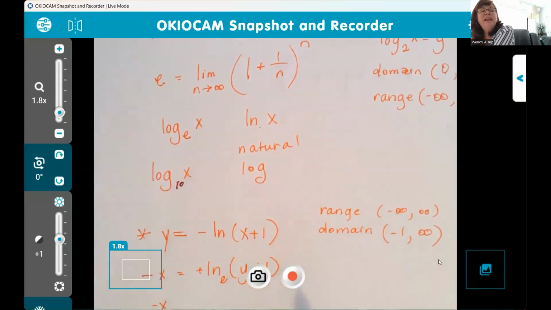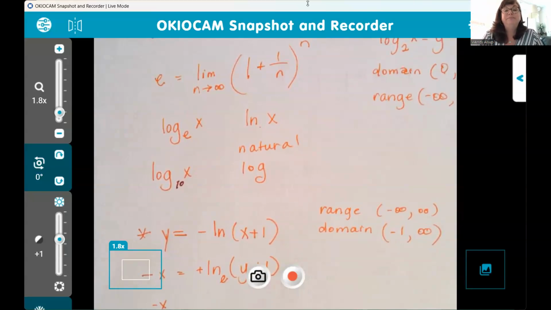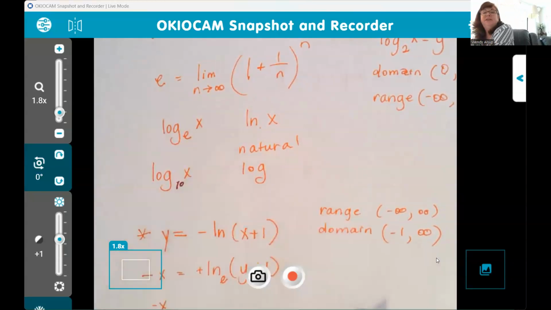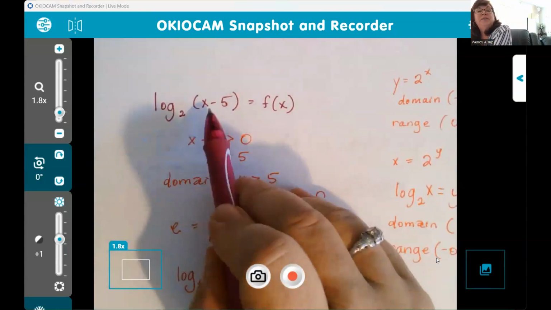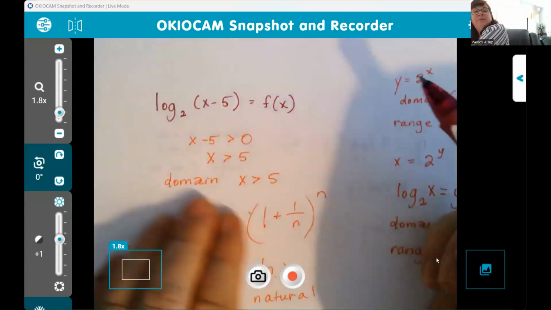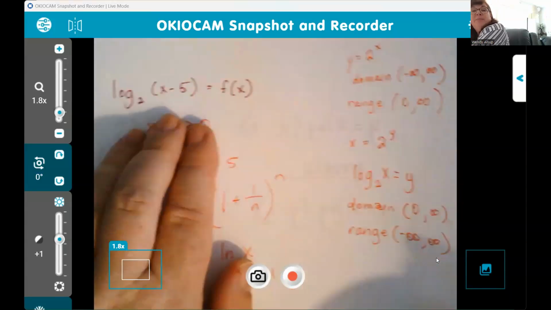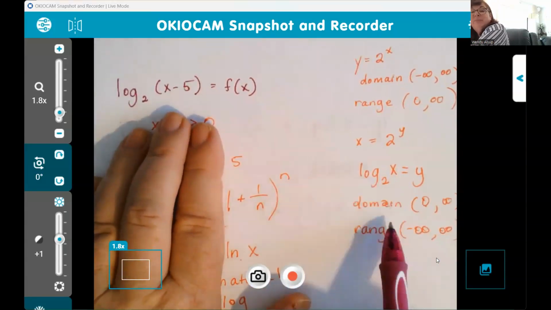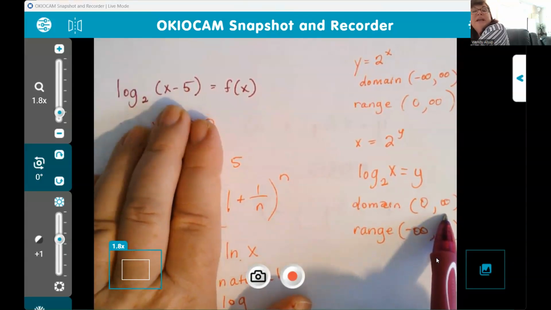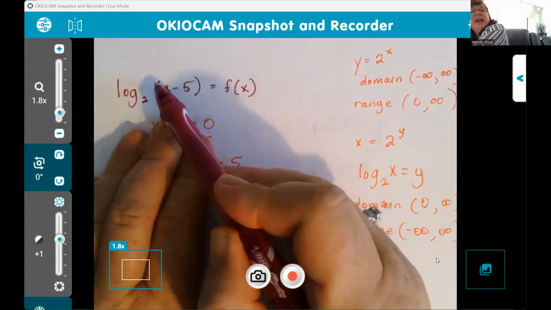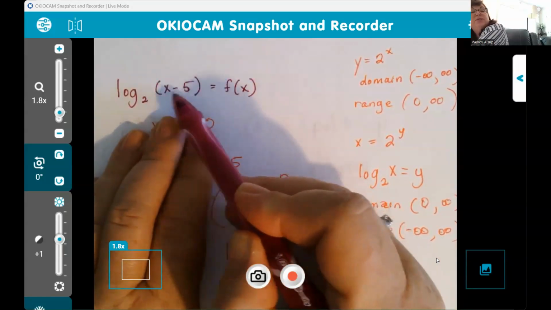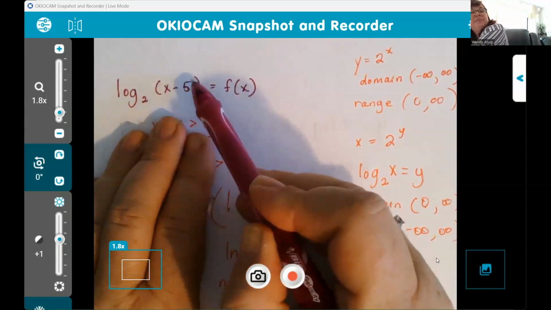All right. Now let's talk about domain if we pick up a function and transform it. I've got a basic log function here at the top: log base 2 of x minus 5 equals f of x. Remember, for just plain old log base 2 of x, our domain was 0 to infinity. The part inside has to be greater than 0, so it's not going to be negative.